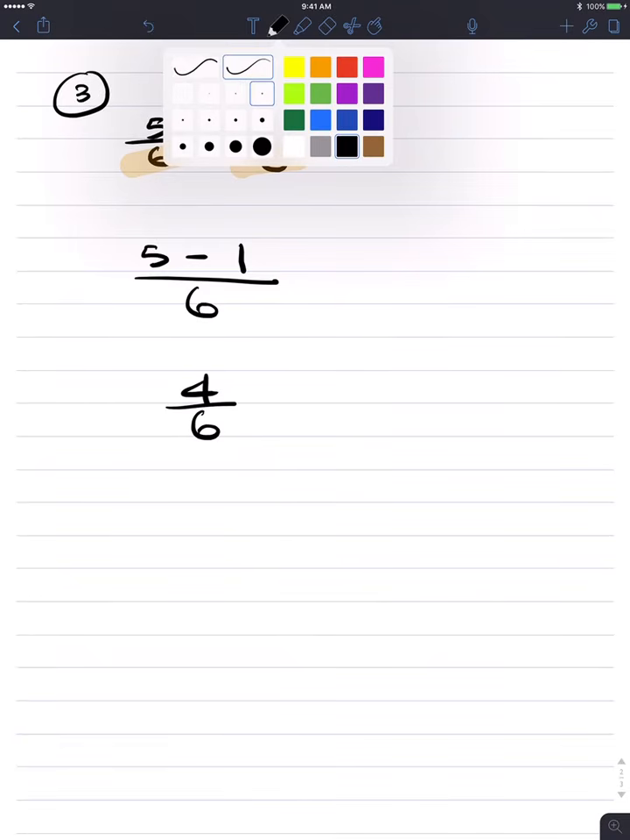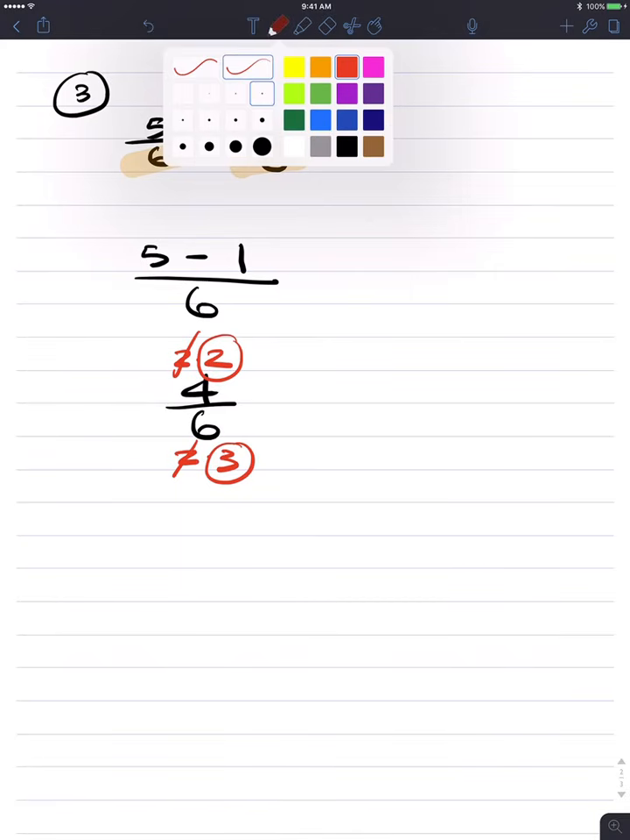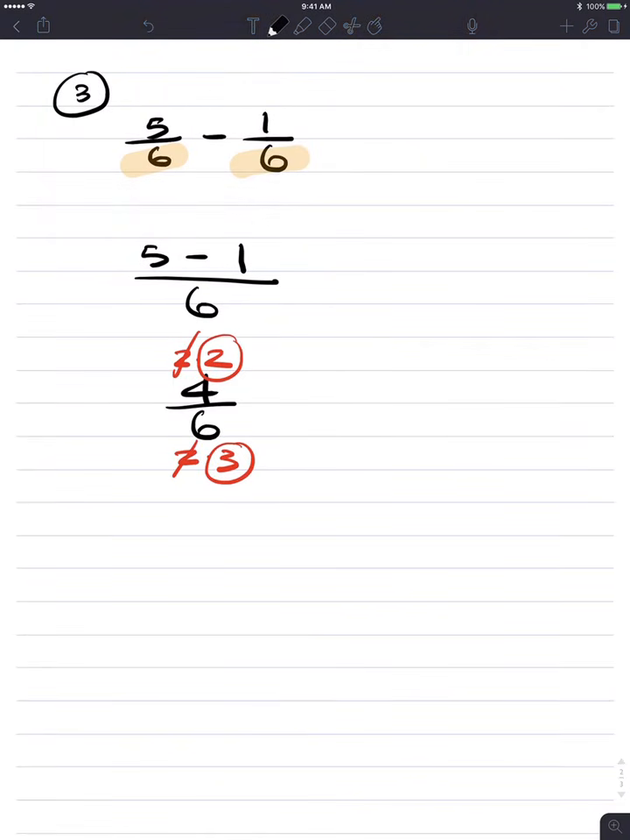However, all our fractions have to be reduced. So I'm going to break 4 down into the product of its primes, 2 times 2. I'm going to break 6 down as 2 times 3. 2's cancel, only one set. I'm left with a 2 over a 3. Final answer is 2/3.